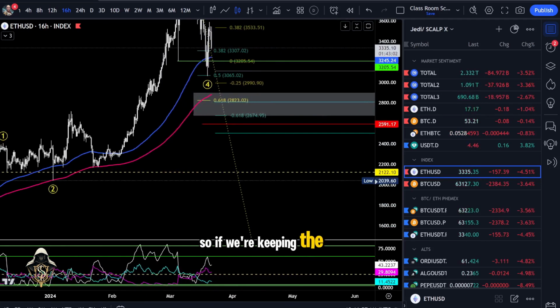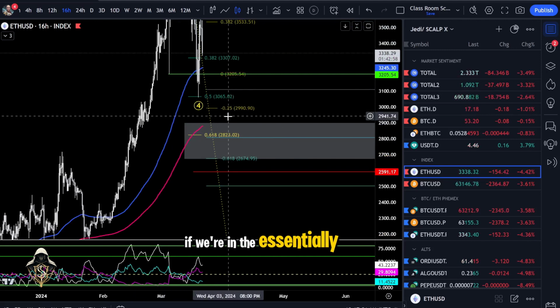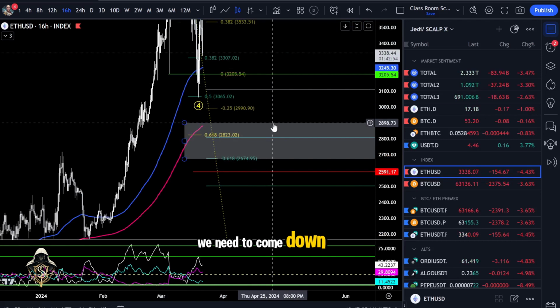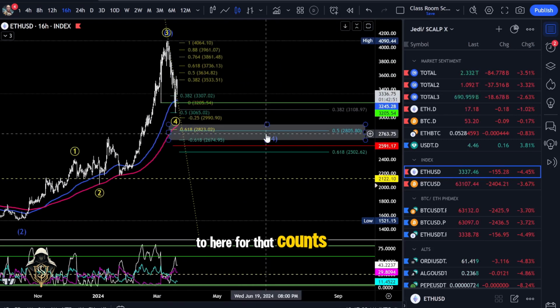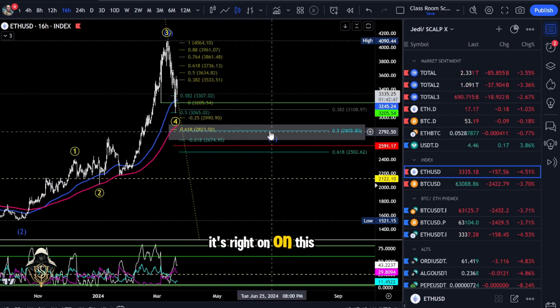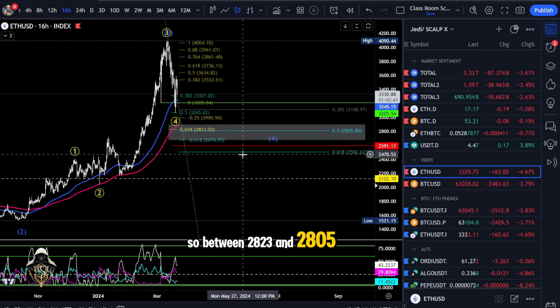So if we're keeping the same trajectory, right? If we're in essentially the fourth wave count, right? Then wave 4 would need to come down to here for that count. And then I have wave 4 already marked off in this area. It's right on this 0.5. So between 2823 and 2805, just depending on where you're measuring your waves from.